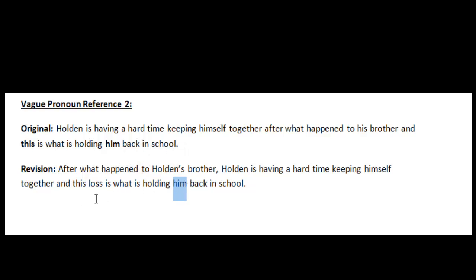If you look back to earlier in the sentence, the last proper noun that was mentioned is in fact Holden and not his brother, because we reorganized the sentence and we put the brother in the beginning of the sentence. So let's just read through once more for clarity's sake and make sure we don't have any vagueness. So we begin. After what happened to Holden's brother, Holden is having a hard time keeping himself together, and this loss is what is holding him back in school.